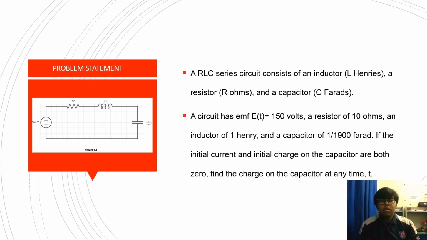So this is the circuit, which is the RLC circuit, consisting of an inductor, a resistor and a capacitor. The circuit has EMF E(t) equal to 150 volts, a resistor of 10 ohms, an inductor of 1 Henry, and a capacitor of 1 over 1900 farad. If the initial current and initial charge on the capacitor are both zero, we need to find the charge on the capacitor at any time t.